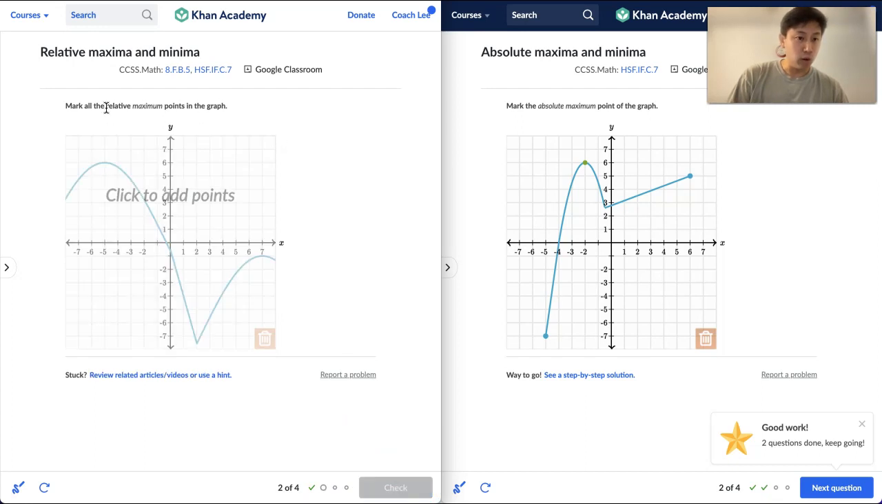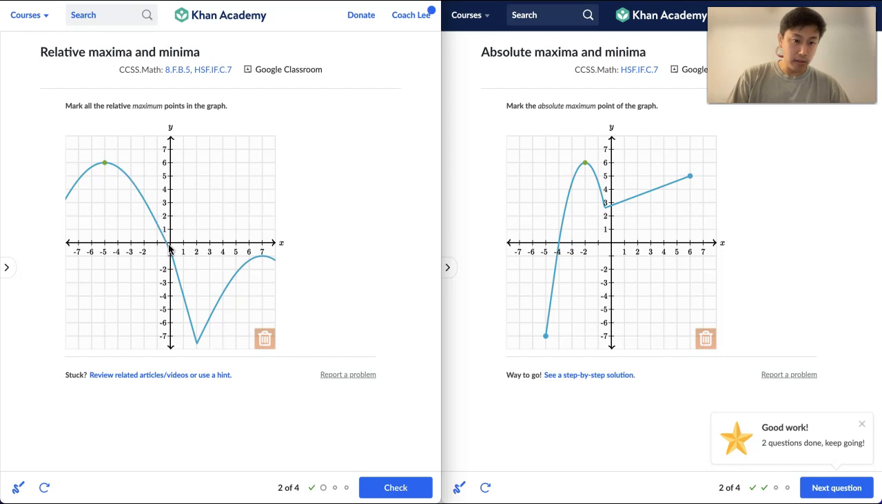Okay, this one's asking for mark all the relative maximum points. So again, I'll start from the left. It increases all the way to this highest point. This also happens to be the absolute maximum. But in its area, in its local area, it's the highest point. So we're going to also mark that.